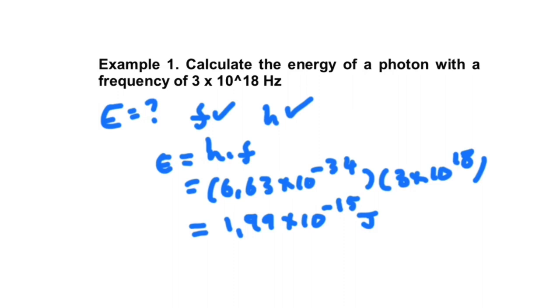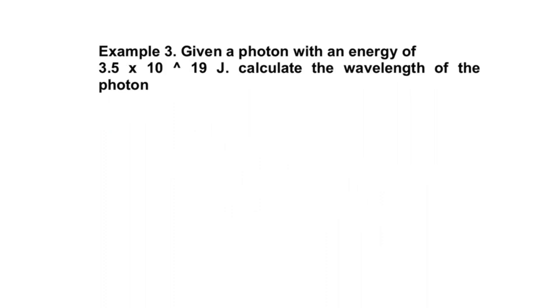So there we go. It's quite easy to calculate the energy of a photon if you have the frequency. Energy is equal to Planck's constant multiplied by the frequency. Here we're actually given the energy of a photon, 3.5 times 10 to the power 19 joules, and we are supposed to calculate the wavelength of this photon. So what are we given? We are given the energy. We are asked to find the wavelength of this photon.